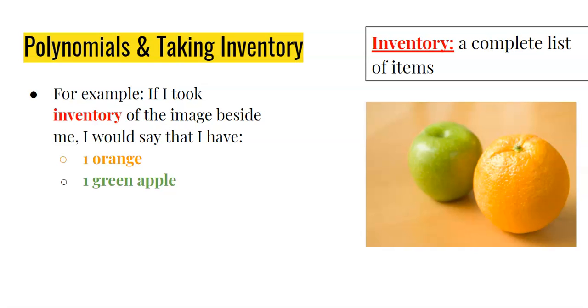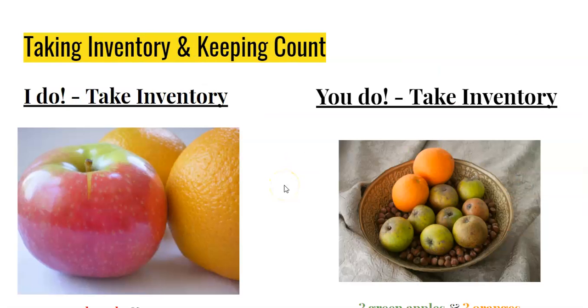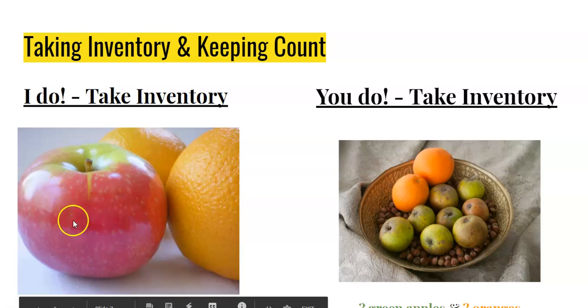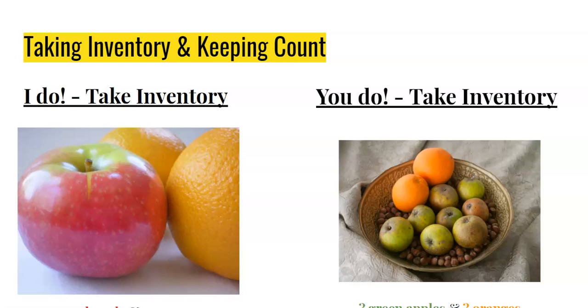For example here, if I took inventory of the image beside me, I would say that I have 1 orange and 1 green apple. Going on to the next slide, and I know this seems simple for right now, but bear with me. You have 1 red apple and 2 oranges. Now notice I'm being specific. I don't just say I have 1 apple, because there are different types of apples, different colors, so you want to be as specific as possible when you're taking inventory.